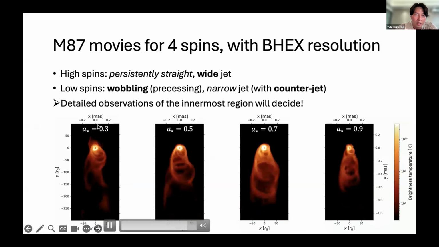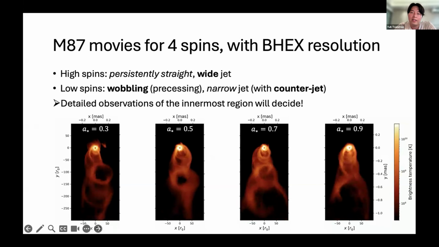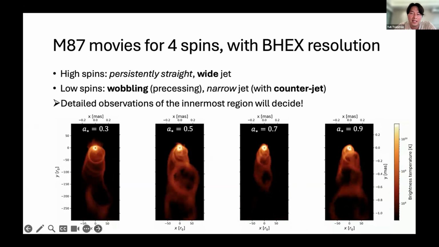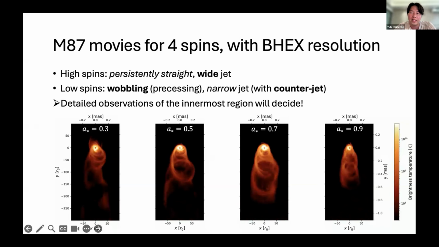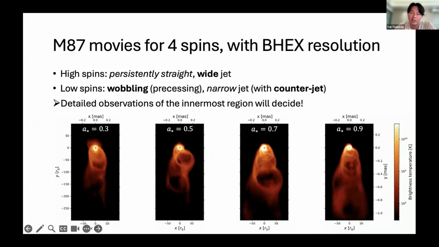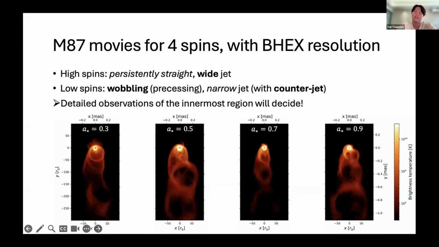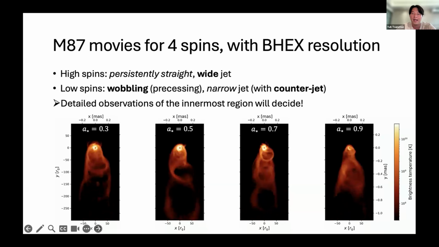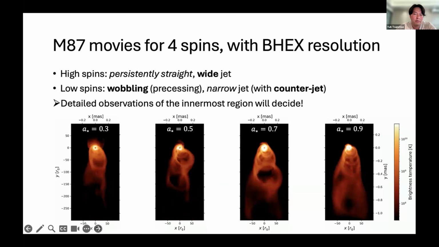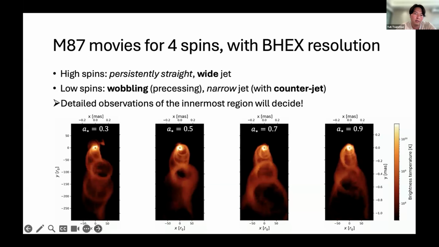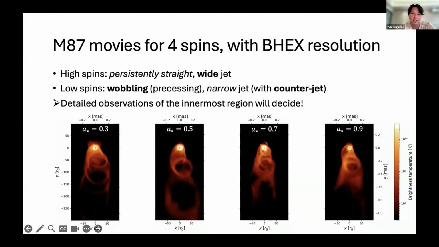What's puzzling and interesting is that existing large-scale observations show a wide jet with precession and a bright counterjet, which creates some kind of tension in determining the spin value. In this regard, detailed BHEX observation of the innermost region, connecting the black hole to the jet launching region, should help resolve this contradiction.